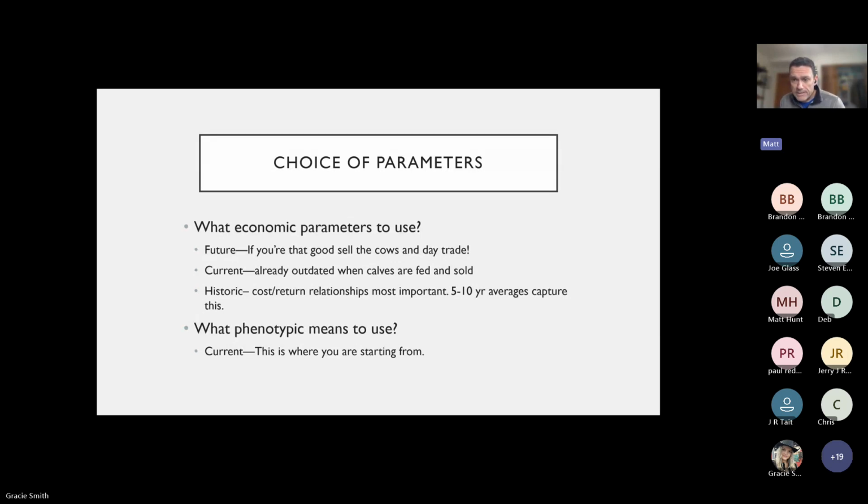So what about current phenotypic mean? Where are we starting from? That should very much be current values. So as a population, what is the average hot carcass weight and the distribution around that, average IMF and the distribution around that, et cetera, right? Because that's where you're starting from and want to make improvement from. Both these things need to be revisited over time to ensure an index still is doing a good job at describing profitable selection decisions. Next slide.